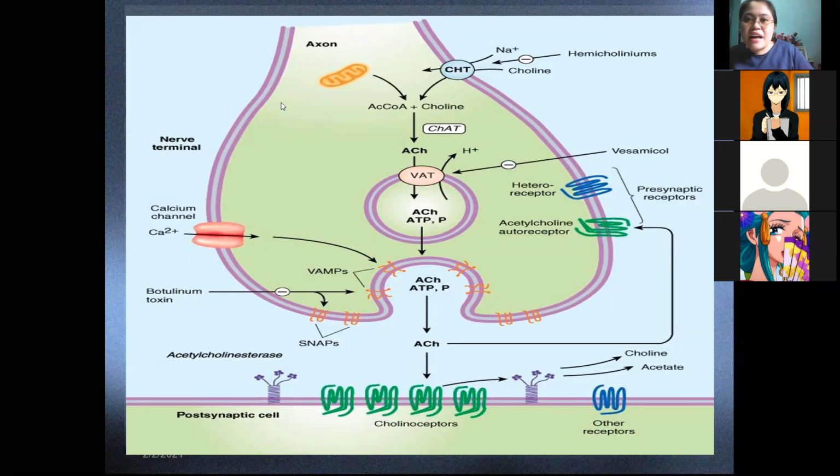Hemicholinium, Sarah, is a drug that inhibits the entrance of choline into the cell. Choline is an amino acid, supposedly found outside the cell. It needs to enter so that our acetylcholine can be made. So if you take hemicholinium, choline can't enter, and you can no longer make your acetylcholine. Anything else?